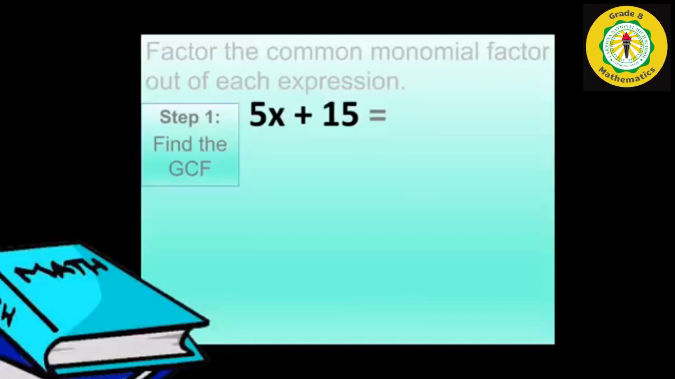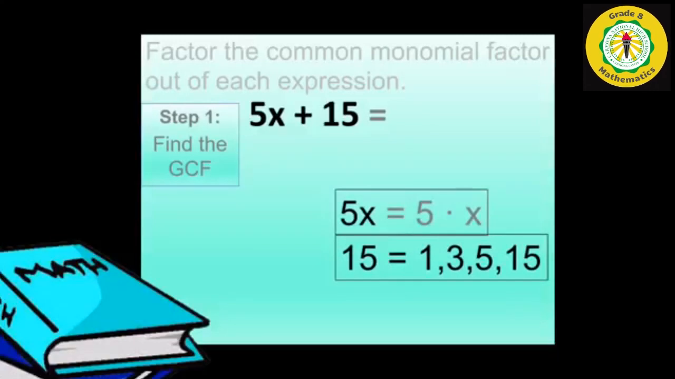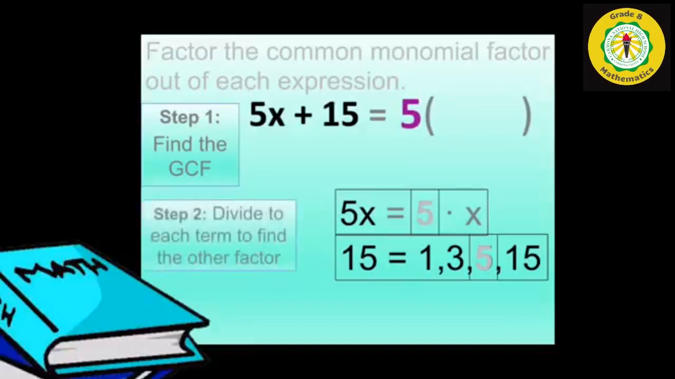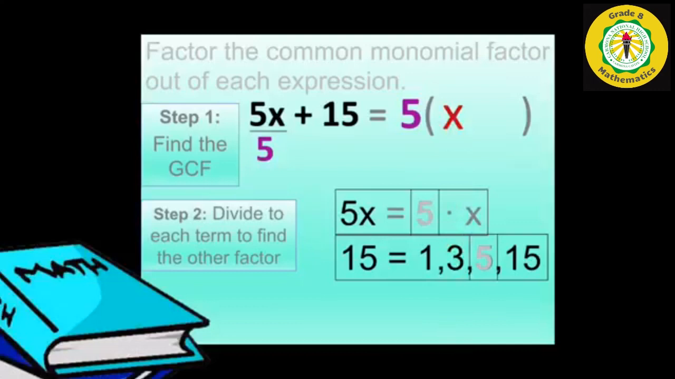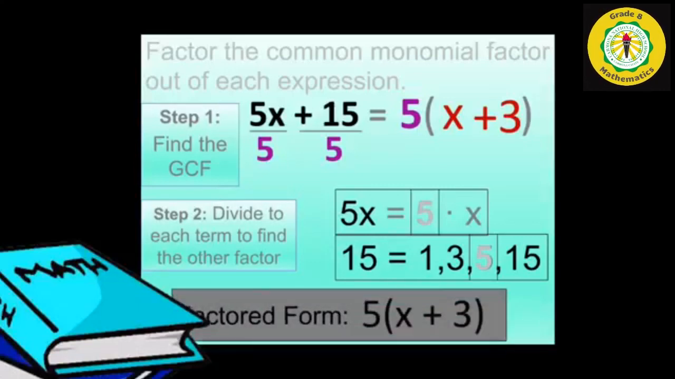Now let's get the list of all the factors of each number. For 5x, the factors are 5 times x. For 15, the factors are 1, 3, 5, and 15. As you notice here, the greatest common factor is 5. Our second step is to divide each term to find the other factor. 5x divided by 5 is x, while 15 divided by 5 is 3. So our factored form is 5 times the quantity of x plus 3.